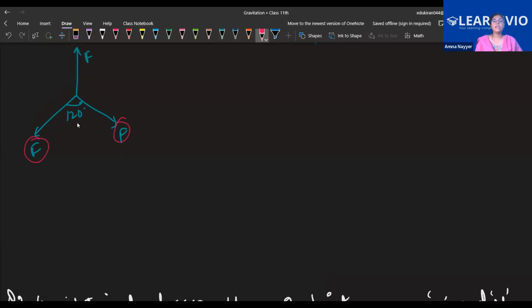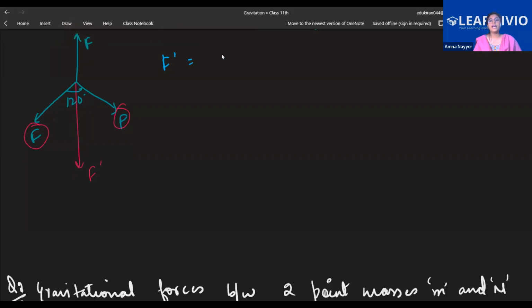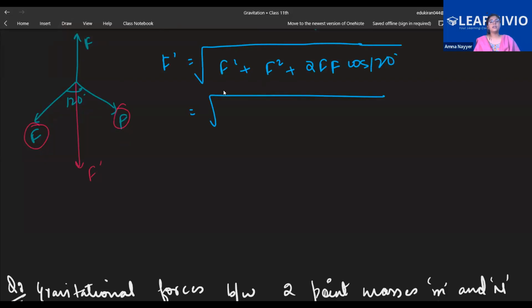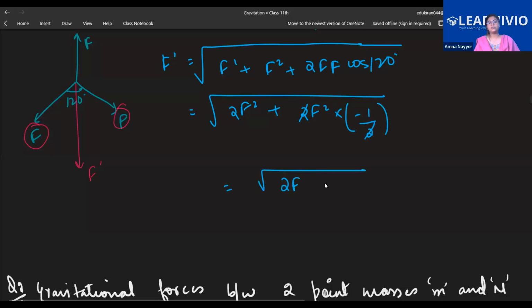If they are making an angle of 120 degrees, let us find some resultant F dash between these two. When we studied the parallelogram law, I told you it has a limitation: it calculates only two vectors at a time. So F dash will be equal to under root F square plus F square plus 2F into F into cos 120 degrees. This is equal to F square plus F square, which is 2F square, plus 2F square into minus half. So the 2s cancel, and this is equal to under root 2F square minus F square, which is under root F square, which is equal to F.